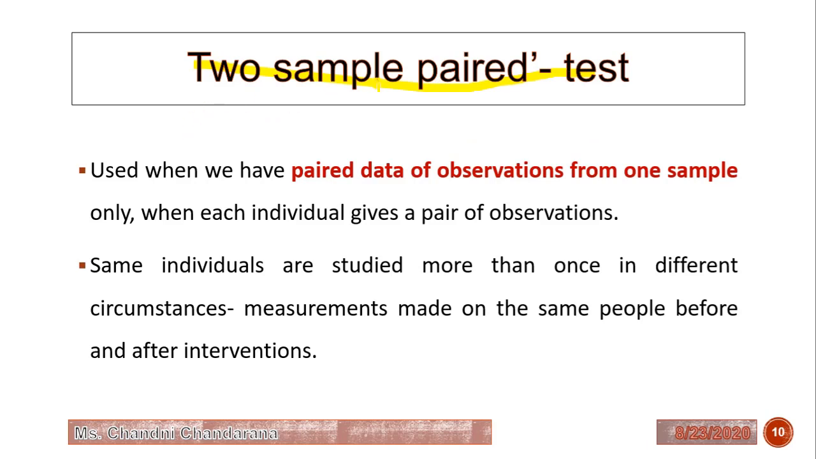Now we will see the two sample paired test. When are we going to apply this kind of test? This test is used when we have paired data of observations from only one sample. When each individual gives a pair of observations from one sample, at that time we apply the two sample paired test. The same individuals are studied here in different circumstances, meaning measurements made on the same people before and after interventions.